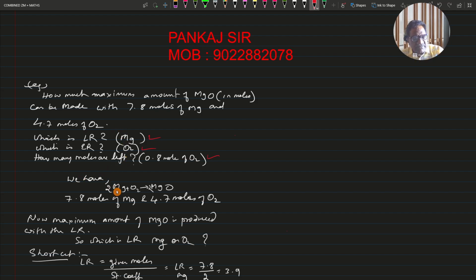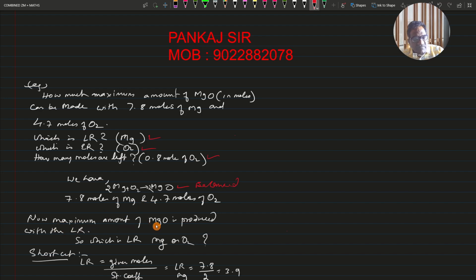Basically we should have a chemical reaction like 2Mg plus O2 giving you 2MgO. Now this is a balanced equation. It is already balanced, right? Even otherwise you would have to balance it. So this is a balanced equation right now in front of you. The question says 7.8 moles of magnesium and 4.7 moles of oxygen are made to react with each other, and you have to say how much magnesium oxide is going to be formed.